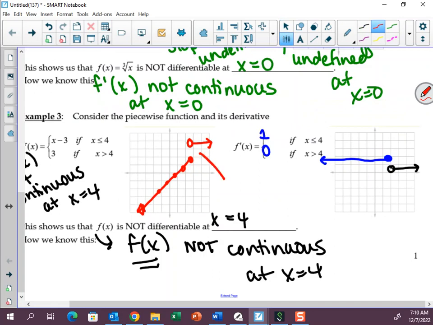The fact that we had this kind of discontinuity means no derivative.